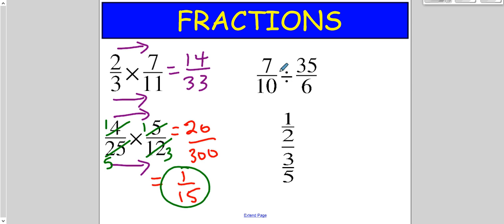So division is a little bit different than multiplication. We can't just go straight through. It doesn't work that way. We're actually going to change our sign. So we write our fraction out, 7/10, change our sign from division to multiplication.